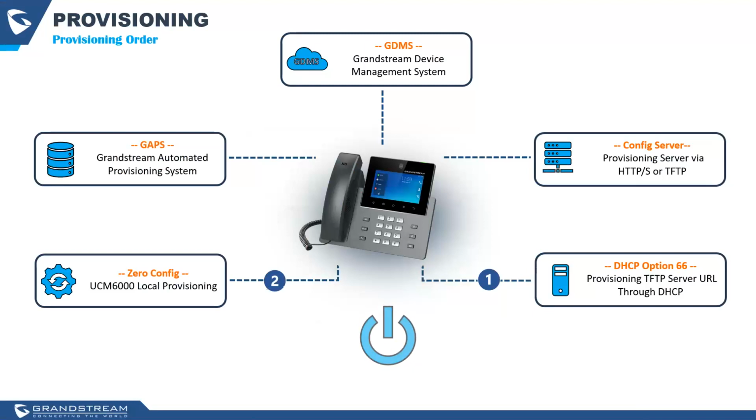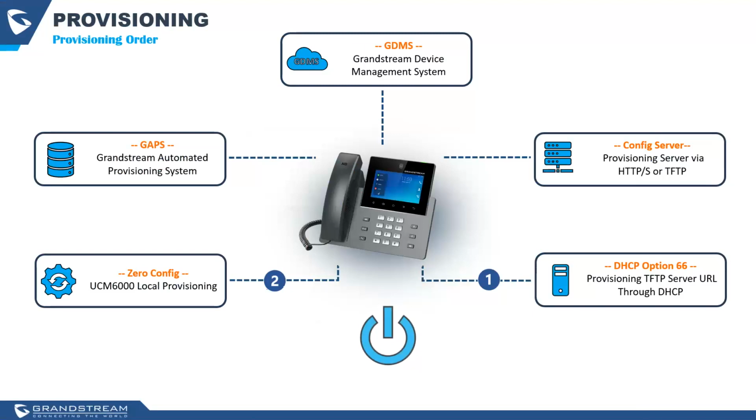After that, the device will send the SIP subscribe message to a multicast IP address that the UCM is always listening to. And if auto configuration is enabled for zero config, or if that device already exists in the zero config device configuration page, the UCM will send its zero config link to overwrite the existing config server path, including the one that was provisioned through DHCP option 66.